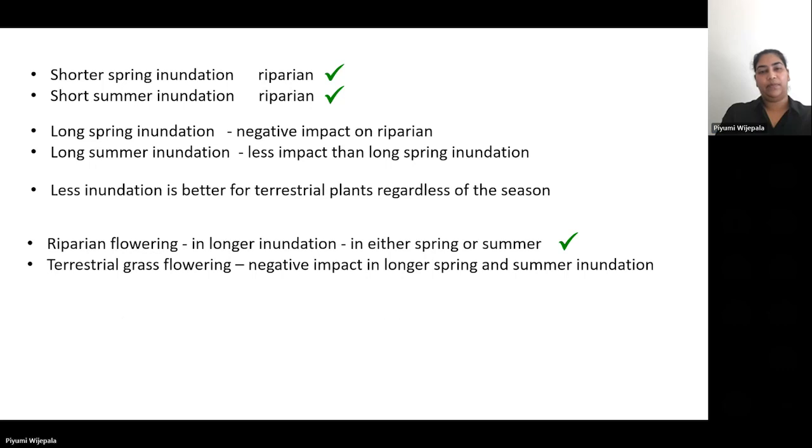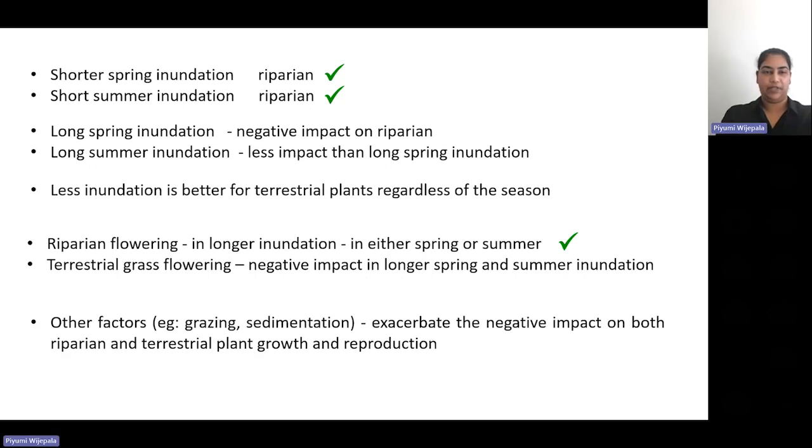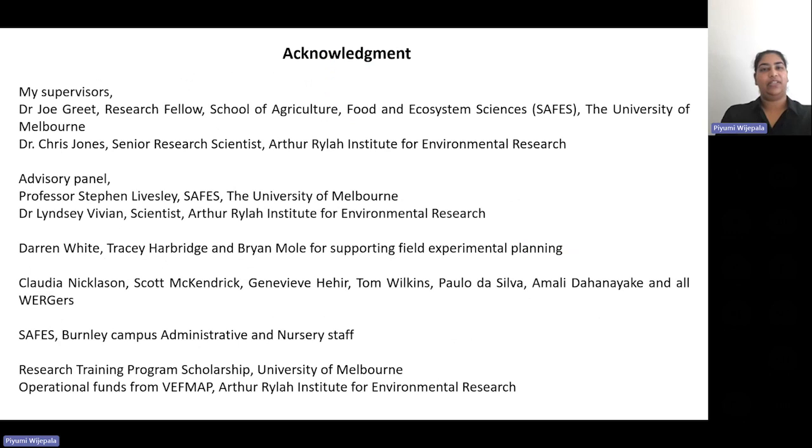But what we have seen in the field experiment, other factors like grazing and sedimentation can really have a bad impact on riparian and terrestrial plant growth and reproduction, regardless of their position on the bank and regardless of whether they are getting environmental flow or not. So with that, I'd like to conclude my presentation and acknowledge all the people who have supported me to conduct this experiment, especially my supervisors. Thank you so much.